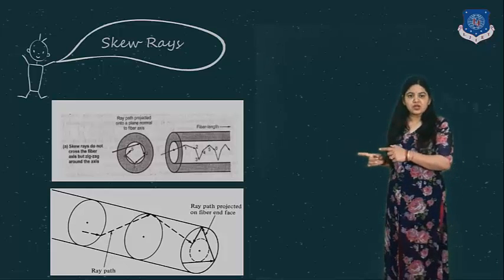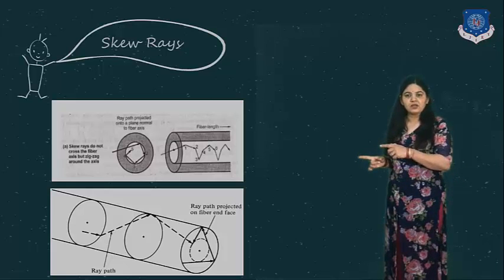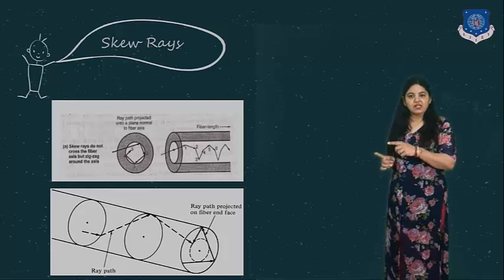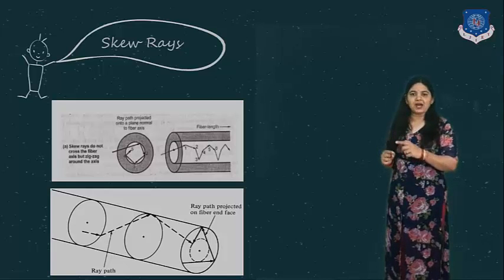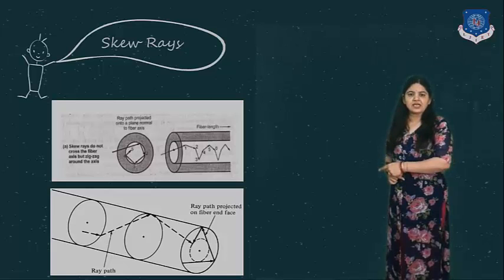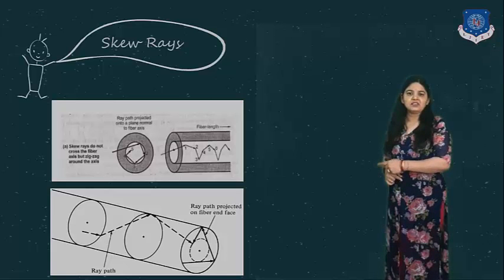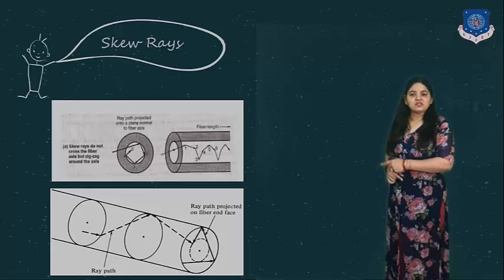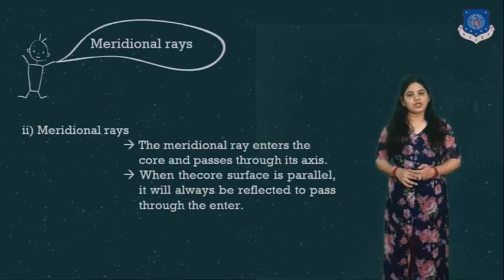You can see the structure of the optical fiber. Now how the ray enters and how it passes. So here in the second diagram you can see the ray path of the skew rays. Okay, so that is about the skew ray.